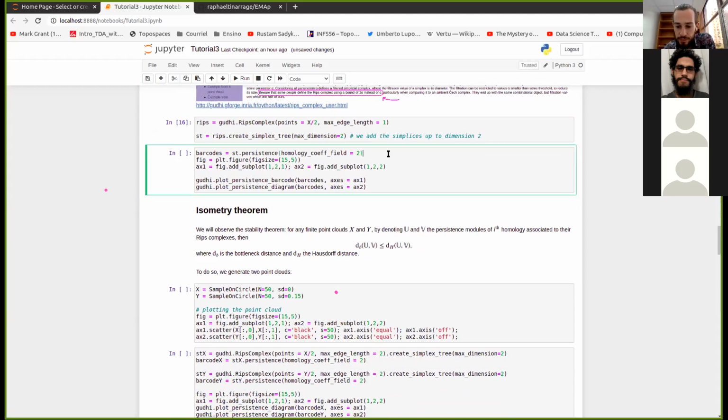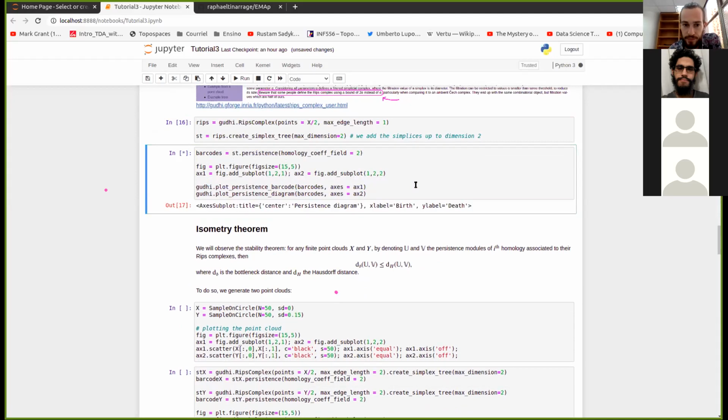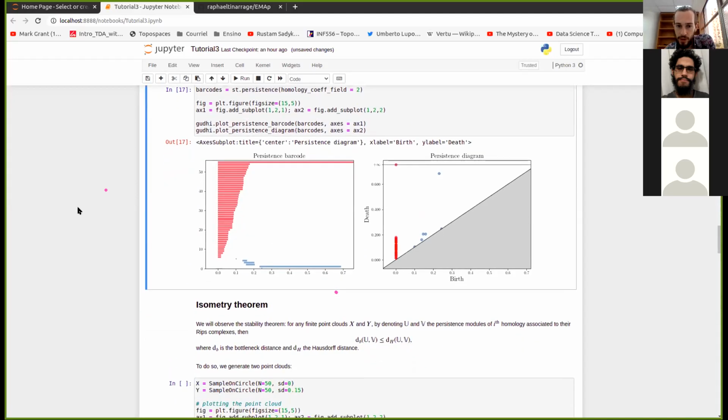Now I have that. I can compute its persistence and plot the barcodes and the diagram. Okay, so this is what I get.